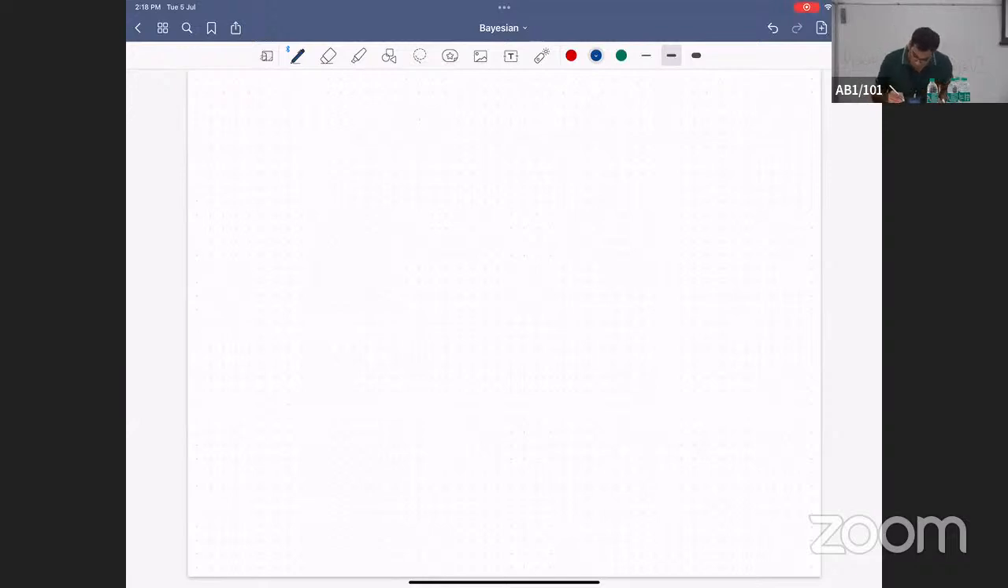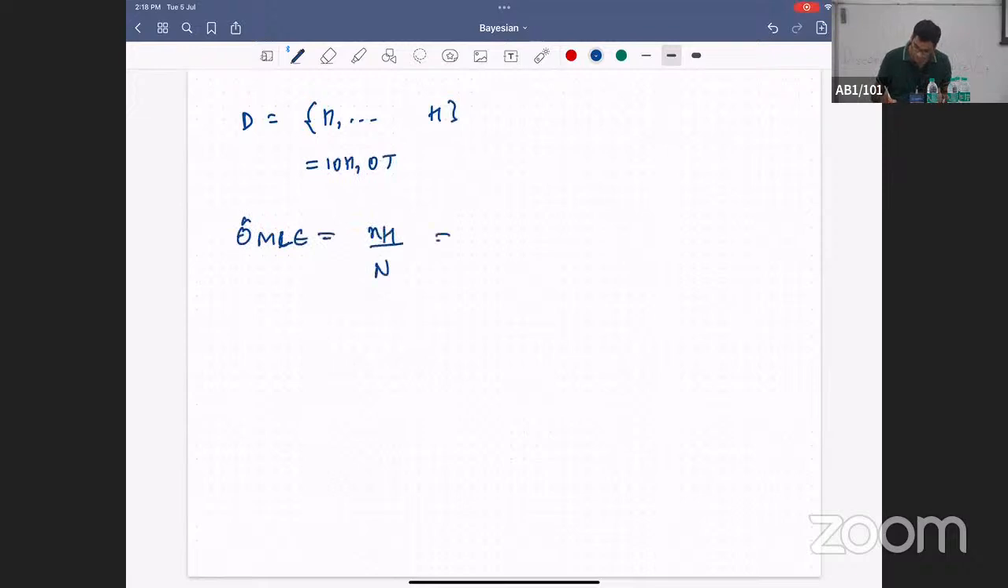So now the question is, if the data set equals 10 heads, 0 tails, theta hat MLE is equal to the number of heads divided by the number of tosses, which equals 1. We obtain theta hat MLE equal to 1, but is this a good estimate? Probably not. One, we have a very small data set, so we can't say that the probability of heads is 1.